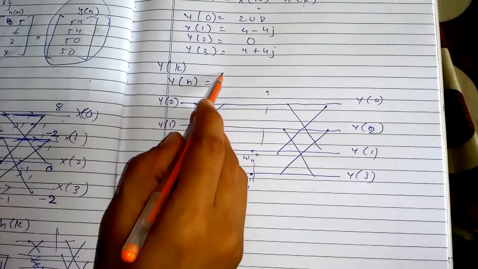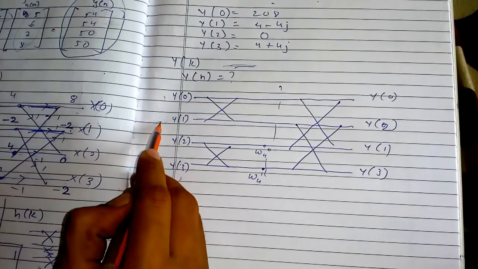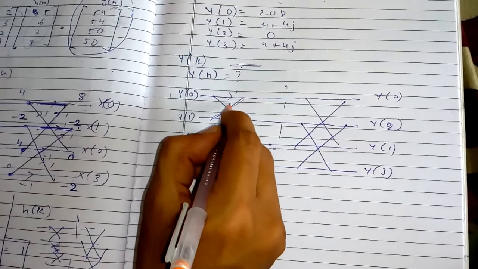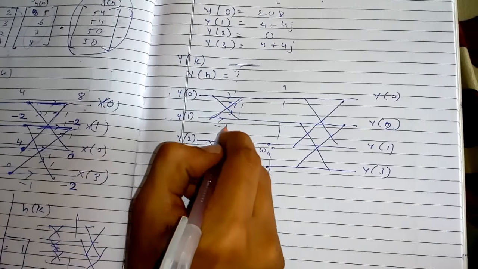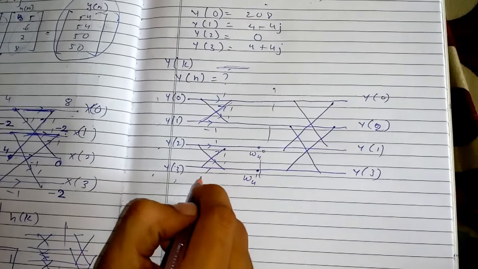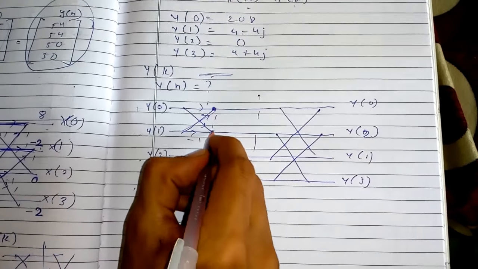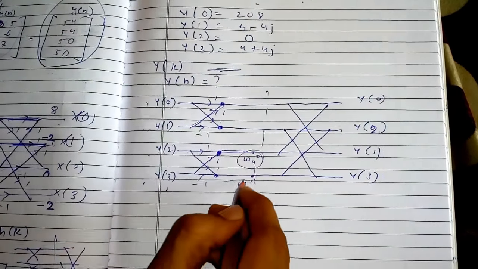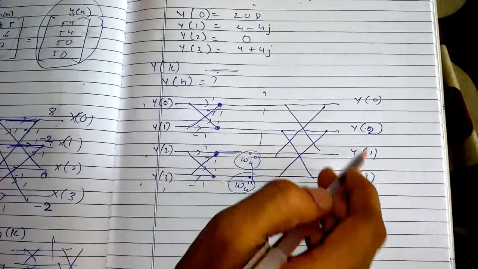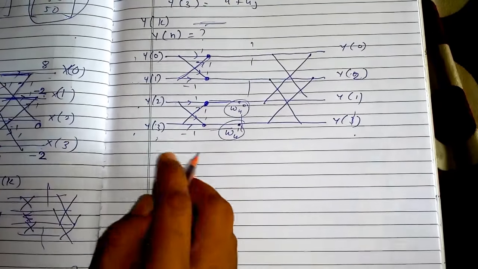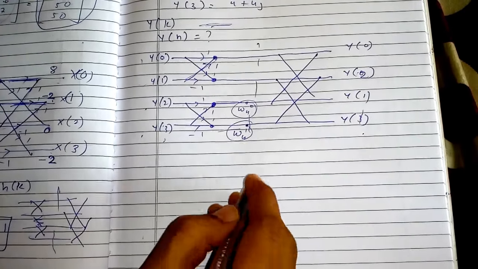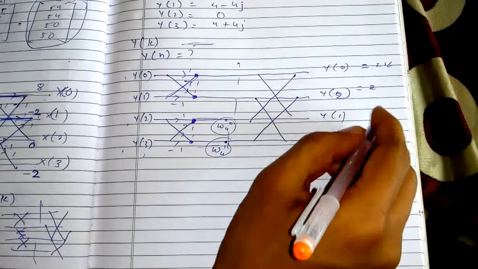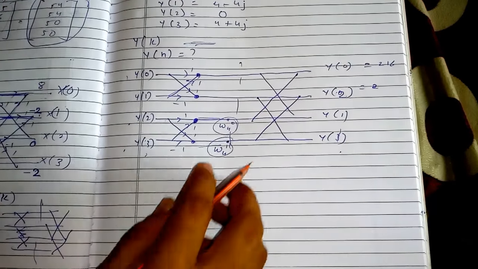Write the values that you got here, which is 208, 4 minus 4j, 0 and 4 plus 4j. Like here you'll have 1, 1, 1, base is minus 1, 1, 1, 1, base is minus 1. Do what we did before. Find the values of these points. Multiply the answer you got here with this. Then multiply it again. And here you will get the answer, which will be something like 216, 200, 200 and 216.